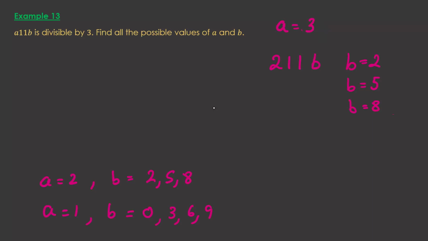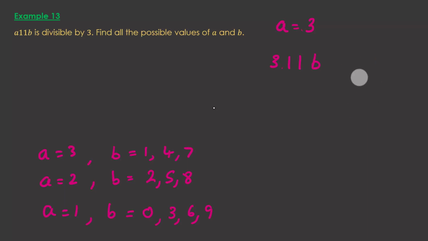Let's go for A being 3 now. So the individual digits add up to 5, so I could take B as 1, and then they would add up to 6. B is 4, they would add up to 9. B equals 7. So I've got A is 3, and B is 1, 4, or 7.